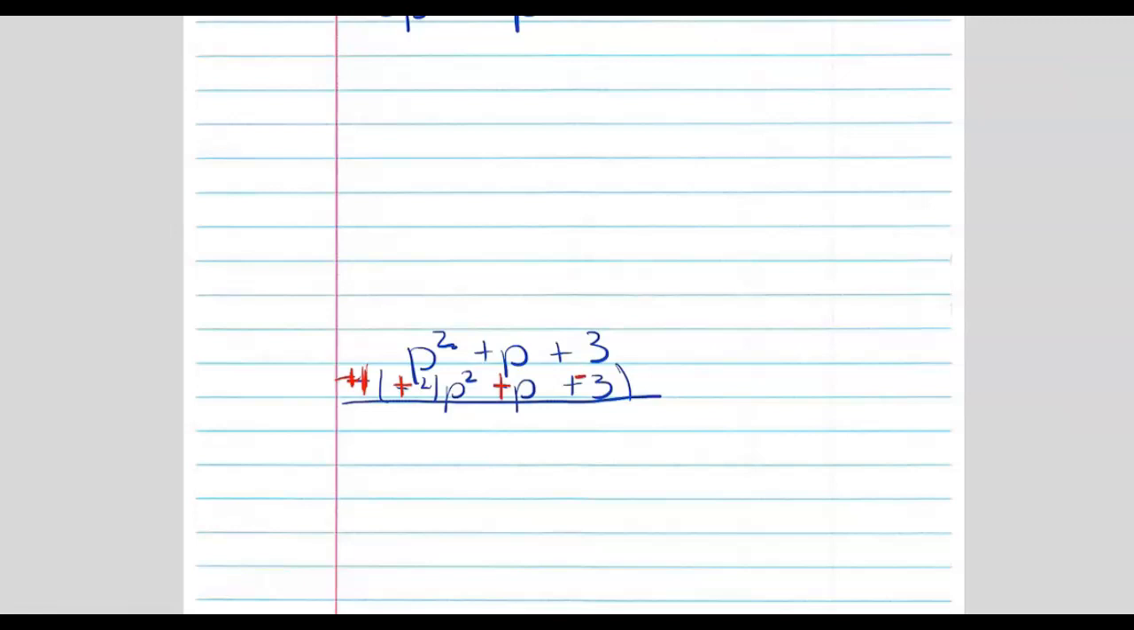Now I can add vertically. I have 4p squared and p squared, when I add those, that makes 5p squared. That's a tongue twister. P and p, when I add those, I get 2p. And 3 minus 3 is still 0. So the answer is the same. The caution is you have to be very careful when you're distributing that negative 1 out front. It has to go all the way through that second polynomial, or you're going to get mixed up.